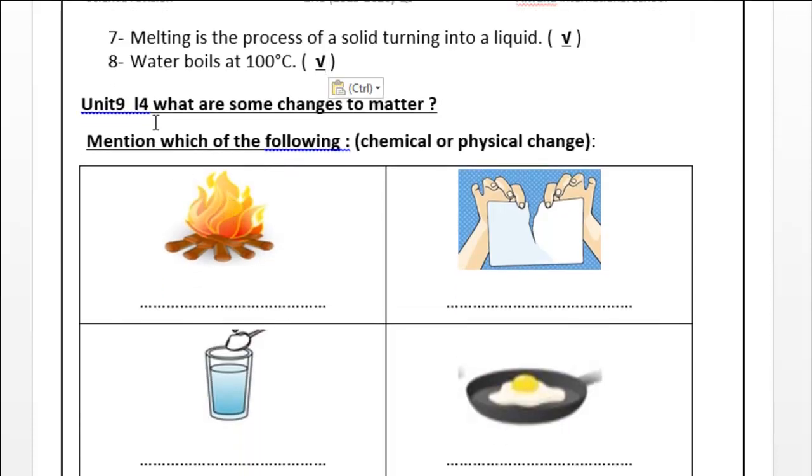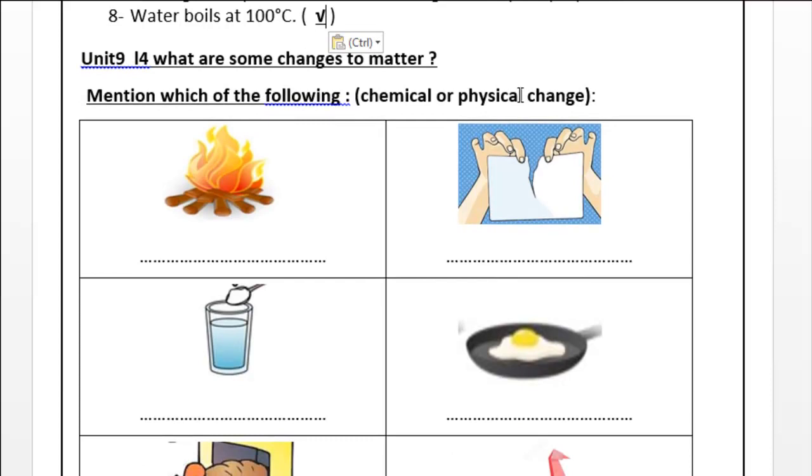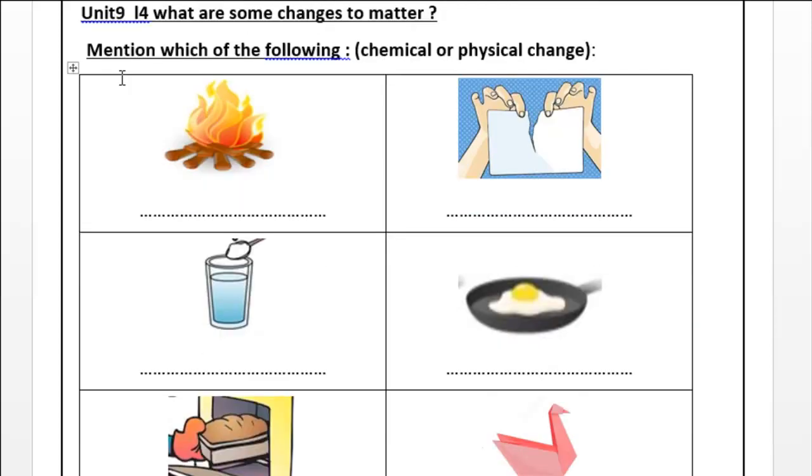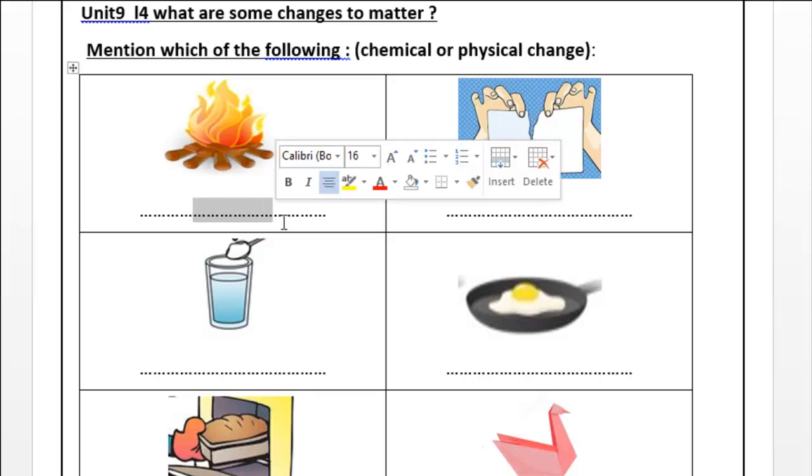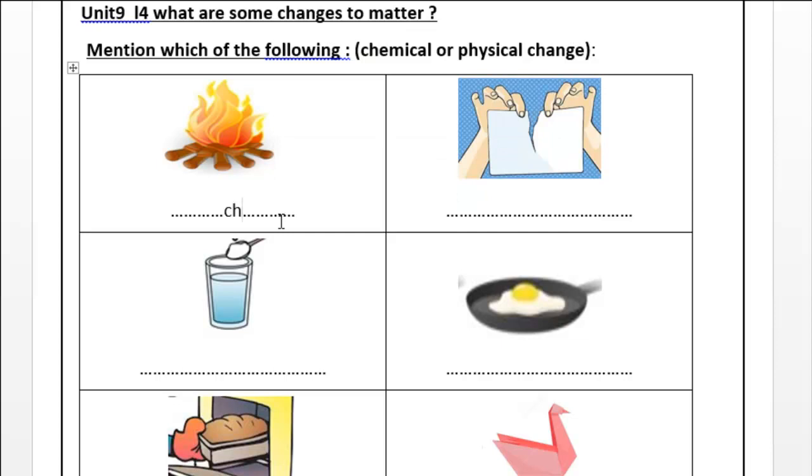Lesson 4 in Unit 9, what are some changes to matter? In this lesson, we talk about the physical change and chemical change. Mention which of the following is a chemical or physical change. Okay, the first picture here is a fire, or burning of wood. So it will be a chemical change.